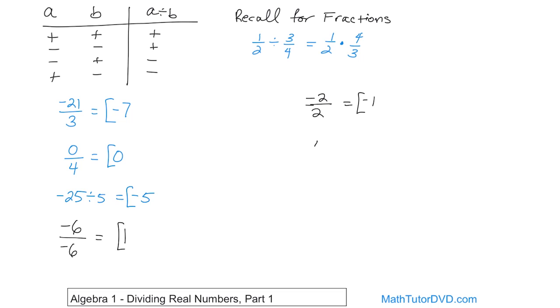Cranking through this, what if we have 49 divided by negative 7? Again, you divide the numbers. 49 divided by 7 gives you 7, and since the signs are different, it's actually going to be negative 7. So the rules are exactly the same for multiplication. That's why we're able to go through this so quickly.